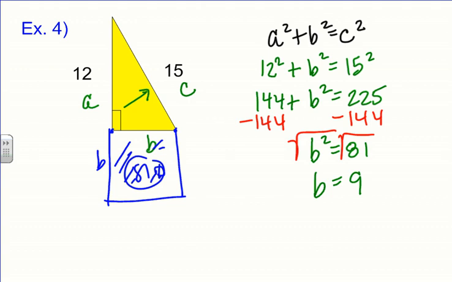Hopefully you've got a basic understanding of how the theorem works and how we use it for right triangles.